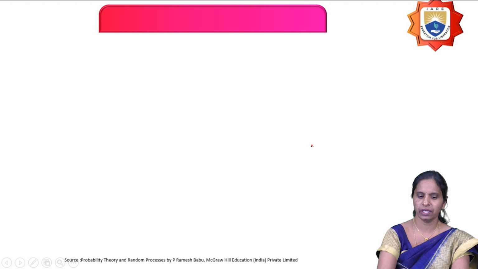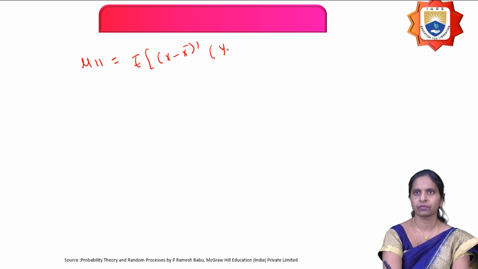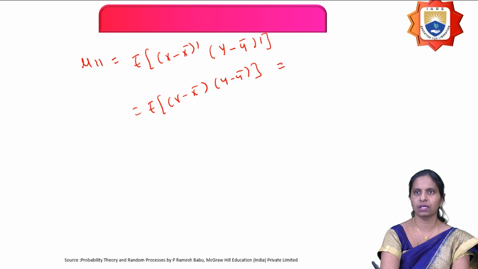Now, we'll see what is mu 1 1. What is mu 1 1? Nothing but the expectation of (x minus x bar) power 1 into (y minus y bar) power 1. That equals the expectation of (x minus x bar) into (y minus y bar), which is actually called the covariance of two random variables x and y. Therefore, mu 1 1 is nothing but the covariance between two random variables x and y.